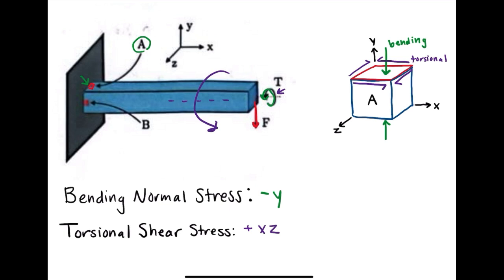Element A does not experience transverse shear stress because transverse shear stress primarily occurs where shear force is present along the cross-section. Since shear force is highest at the beam's midpoint and decreases to zero at the fixed end in the cantilever, there is little to no transverse shear at element A.